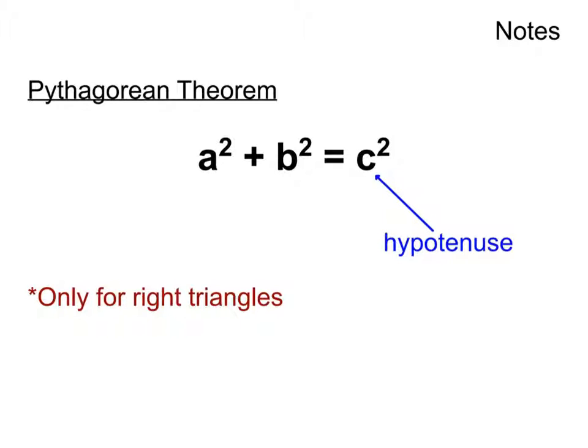Now, one other little detail here that I hope you noticed. Remember, Pythagorean Theorem works only for right triangles. That's because the hypotenuse only is the hypotenuse if it's a right triangle. Otherwise, it's just another side. So we can only use Pythagorean theorem if we have right triangles.